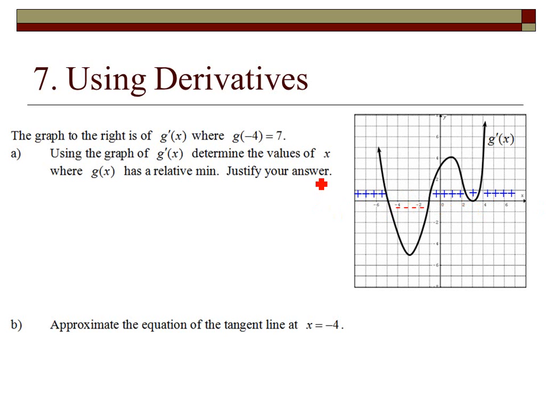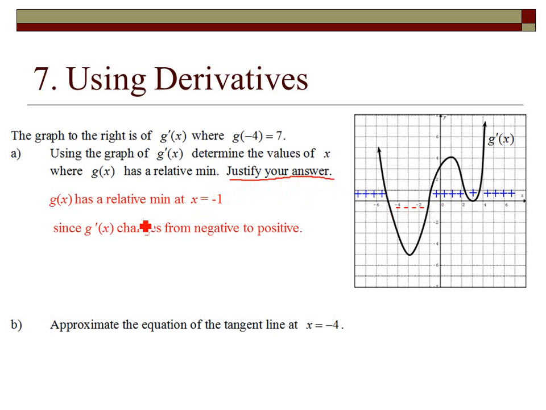Okay, so we're going to try to determine the value of x where we have a relative min. Relative min occurs when the derivative changes from negative to positive. So I went from negative to positive right here at -1. So g of x has a relative min at x equals -1, but it did say justify your answer. So to justify my answer, you say since g prime changes from negative to positive.